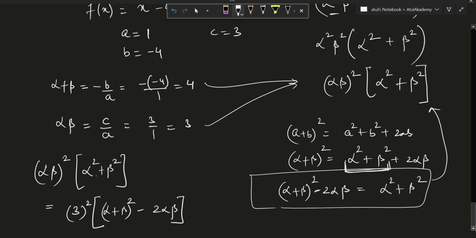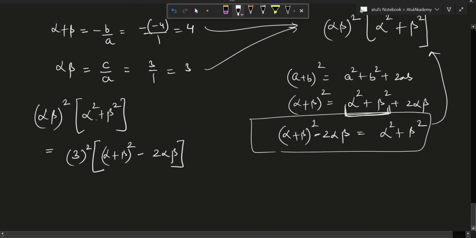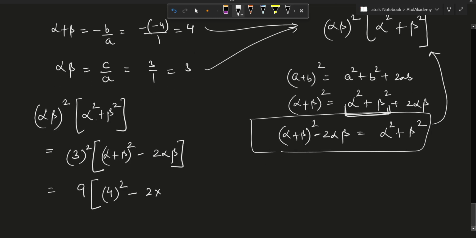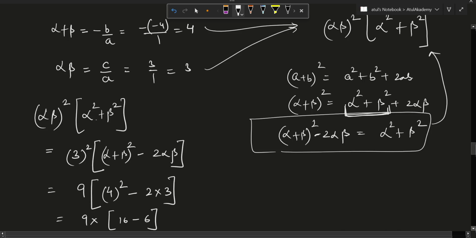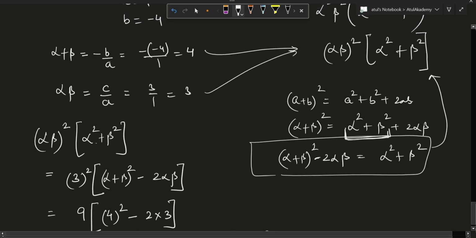I hope it's clear how we get it. You need to remember it because it's being asked in many problems. So 3 square is 9, alpha plus beta is 4 square, minus 2 alpha beta is 2 into 3. So that's 9 into 16 minus 6, which is 9 into 10, 90. So this is how we solve the question. I hope there is no problem.